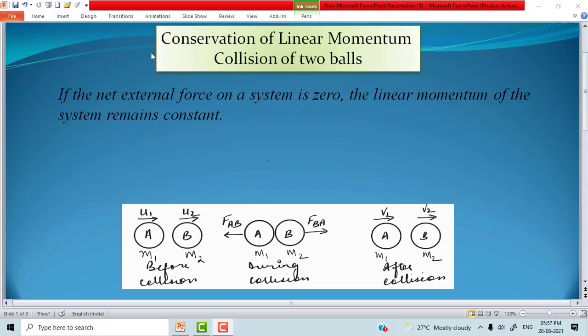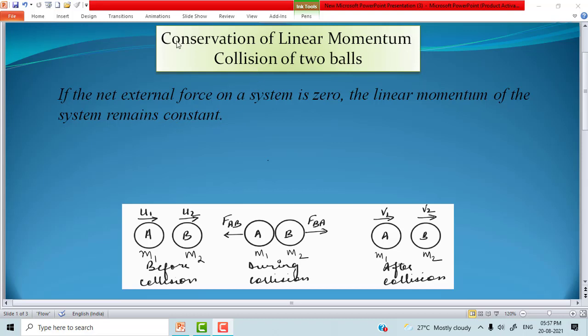Hello everyone. In this video, I'm going to explain the conservation of linear momentum on the basis of collisions of two spherical balls. Here is the law: if the net external force on a system is zero, the linear momentum of the system remains constant.